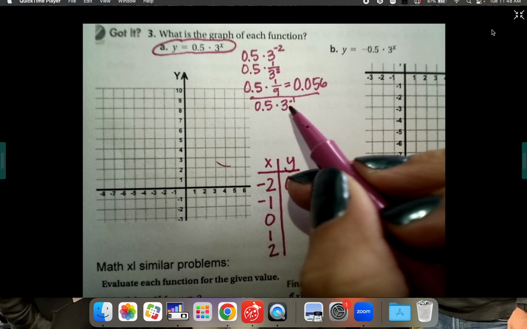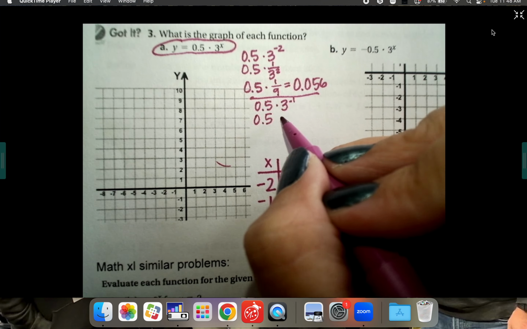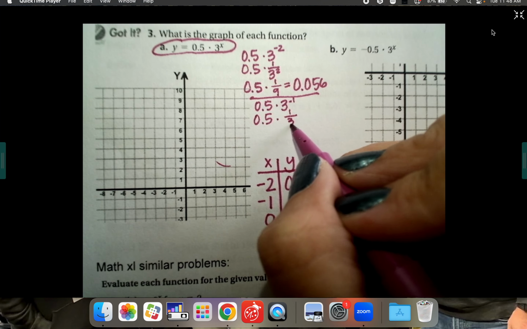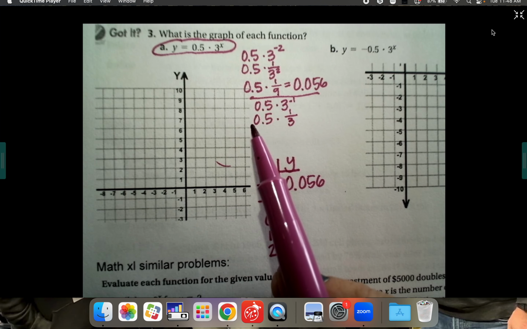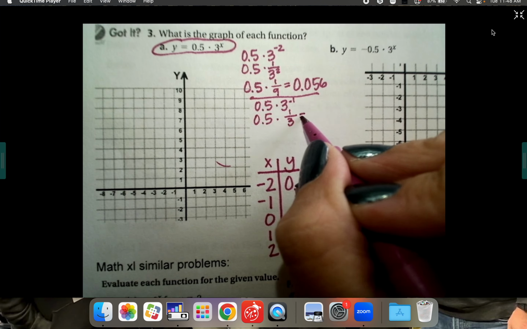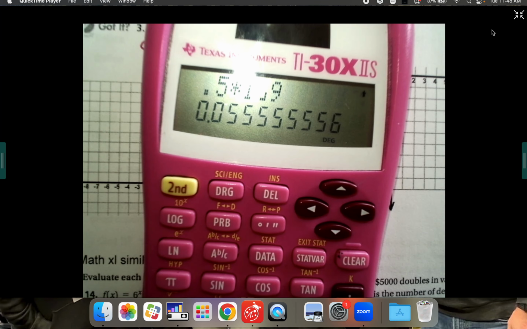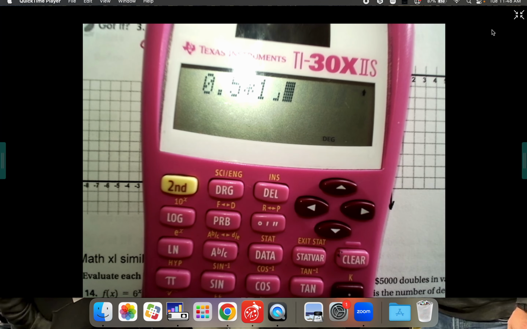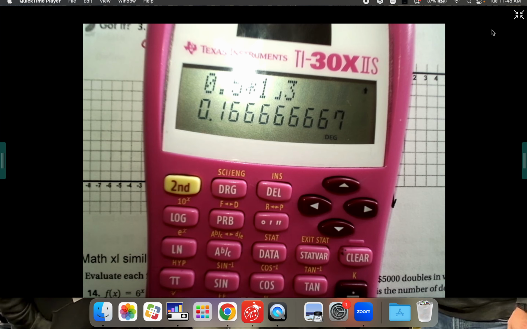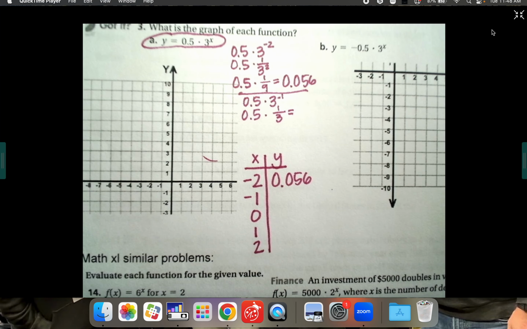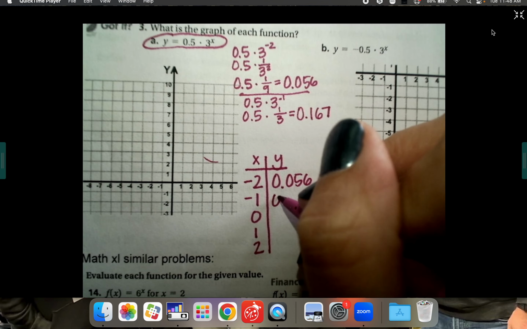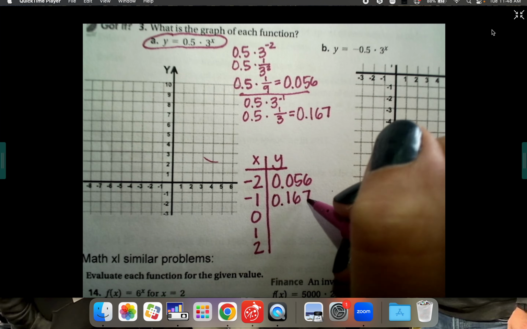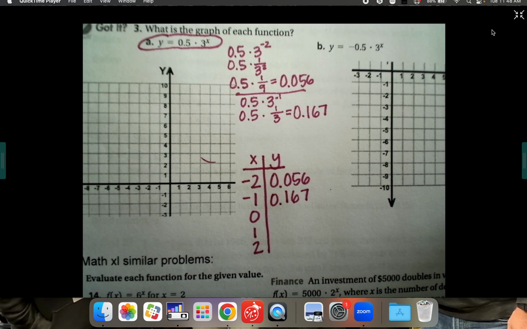Again, you can't have a negative exponent, so it's going to be 0.5 times, it's going to flip to the bottom and become a +1, which is the same thing as 1/3. So 0.5 times 1/3 in my calculator is still tiny, but less tiny, 0.167. So it's about 0.167. So it's getting a little bigger, but still really, really tiny.